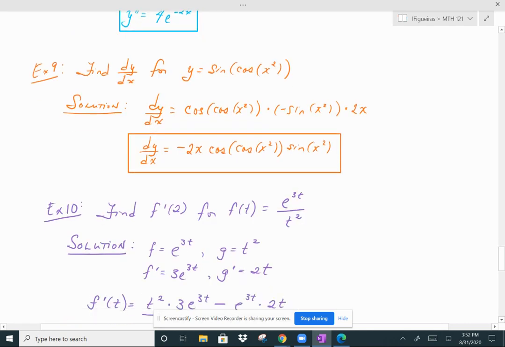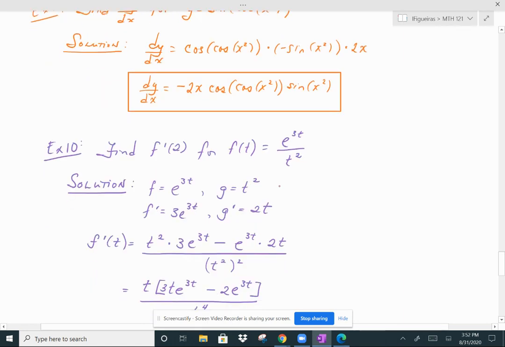All right, so here we want to evaluate f prime of 2 for f of t equal to e to the 3t over t squared. So this is a quotient, so I'm going to use quotient rule, but within quotient rule, I have a composite, which is e to the 3t. So I have to apply chain rule to the numerator of e to the 3t.